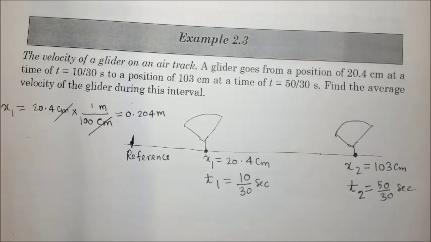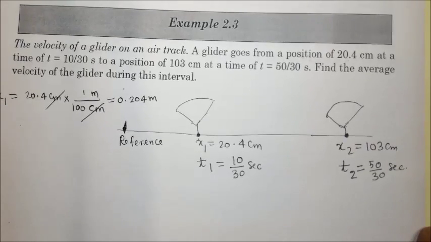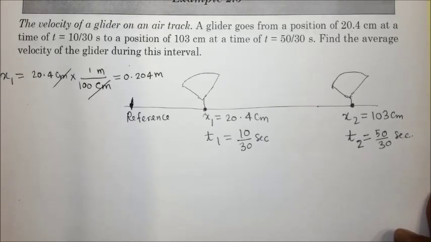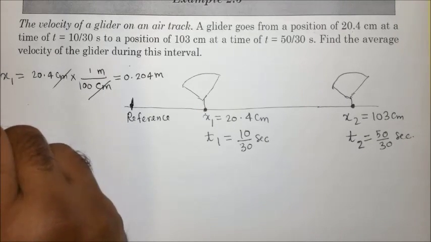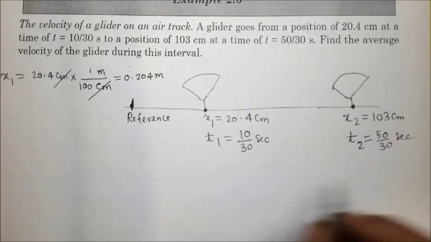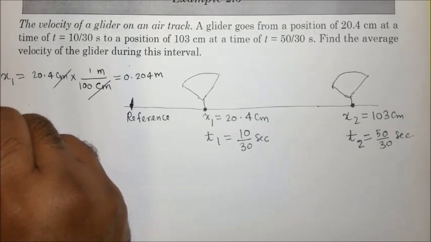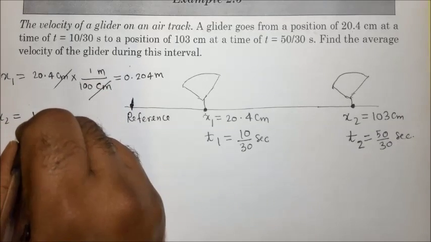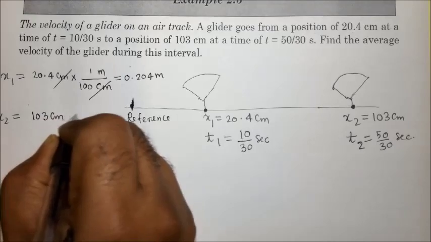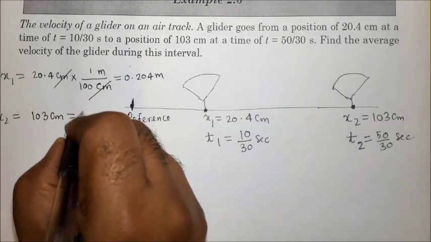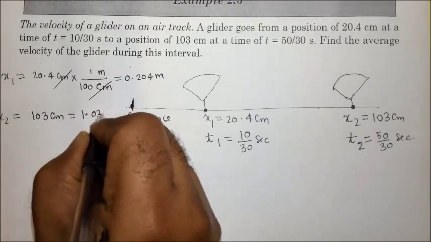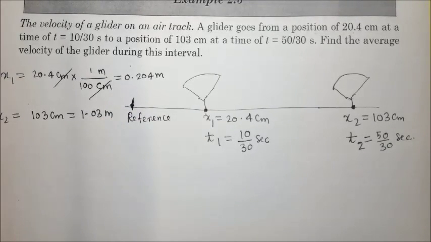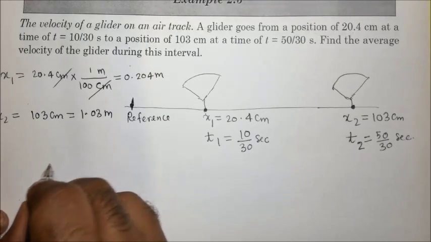Okay, so x2 will be how much? If you convert in meter by the same way, 103 centimeter, you basically divide by 100, that will give you 1.03 meter. Okay, so what is V average?